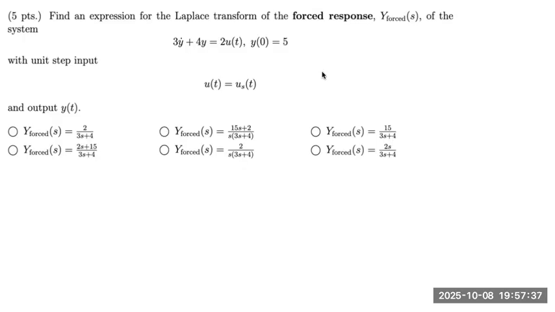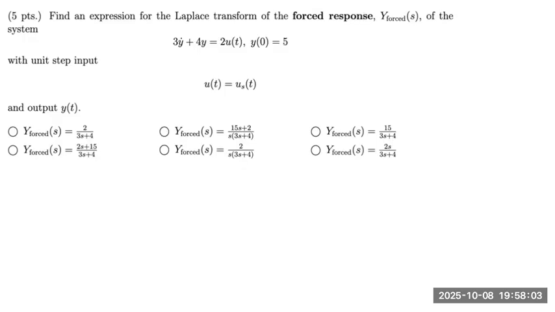Today we're gonna talk over this problem of controls. Find an expression for the Laplace transform of the forced response of the system 3 dy/dt + 4y = 2u(t) with initial condition y(0) = 5, with unit step input u(t) equal to us(t), and with output y(t).